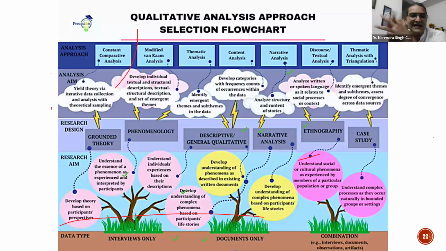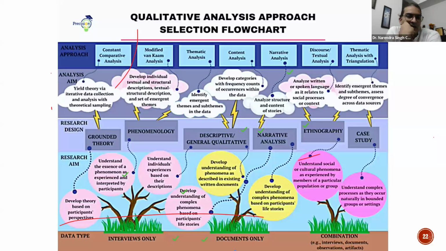Now, see, this is a particular tree that I have prepared. Just take some time and read it. In the base, it is given data type. The first is interviews only, second is documents only, and the combination, that is the third one. So where, what is used and why. Summarizing, you can say, a qualitative analysis approach selection flowchart. Whatever I have discussed is a summary of the entire thing.